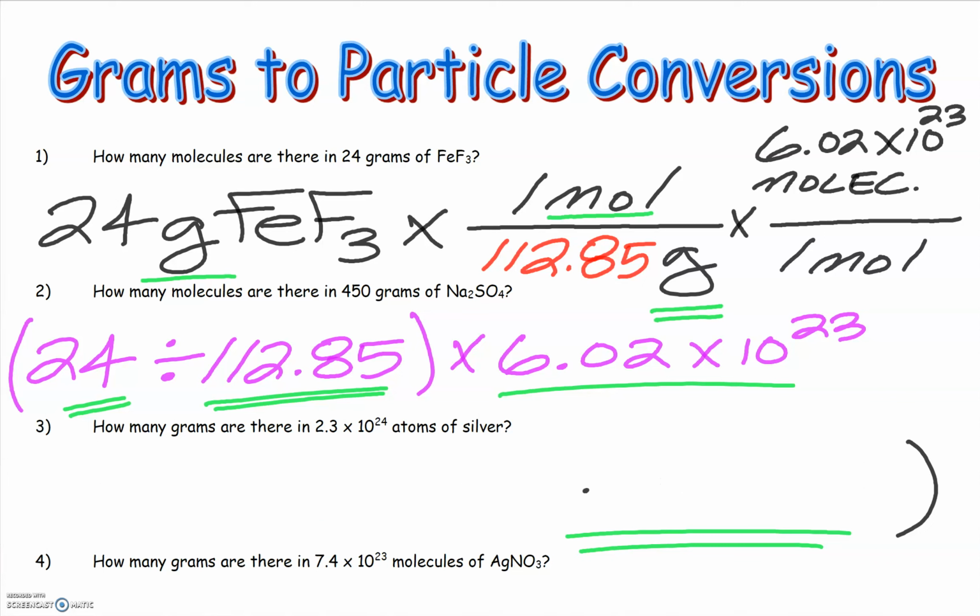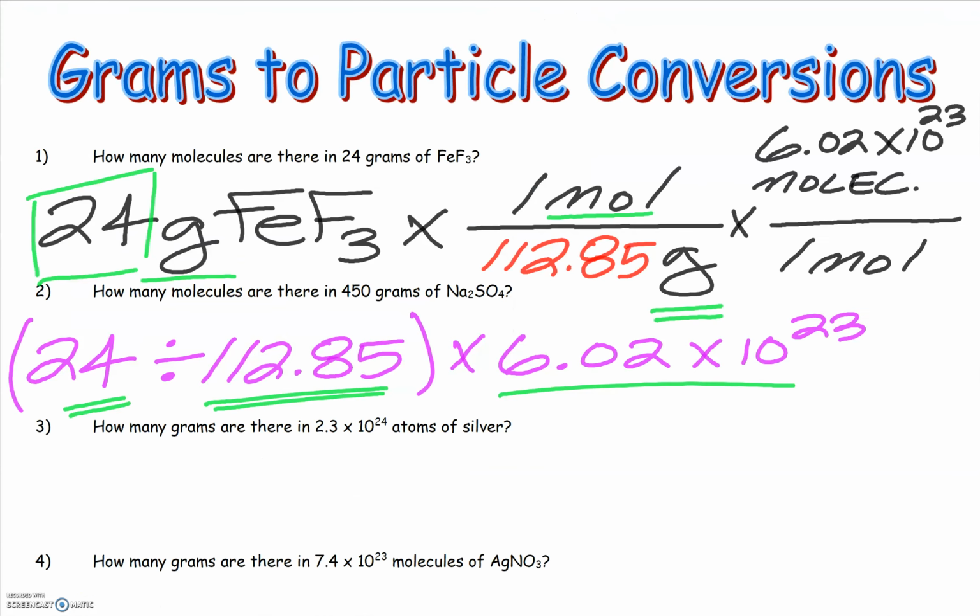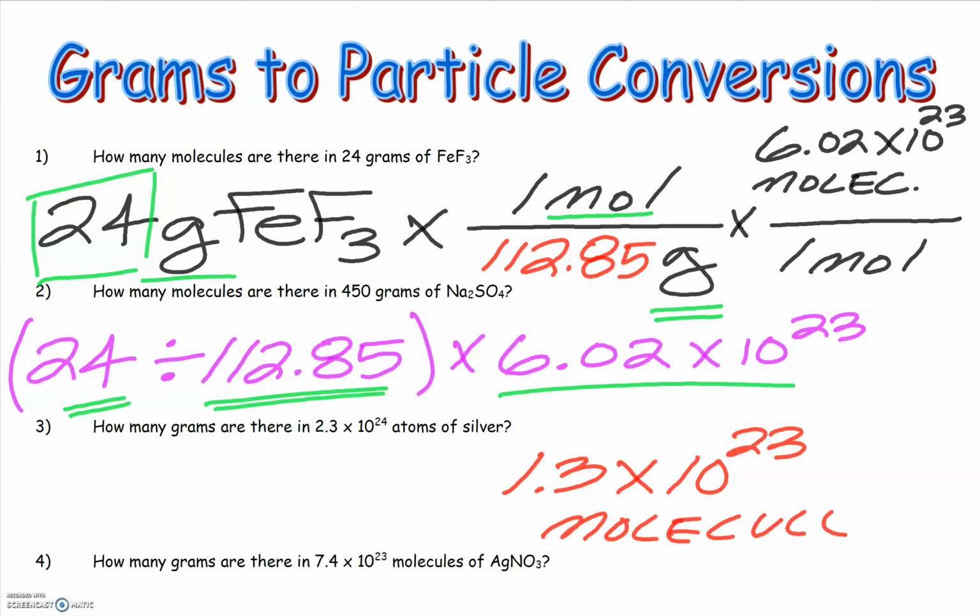And so we need to go ahead and write down that final answer. And so we only have 24, which only has two values in it. Two significant figures is what we call it, but it has two values. So let's just round the answer to two values there. 1.28, I'm going to change that to 1.3 times 10 to the 23rd. No point in writing out your entire display. So 1.3 times 10 to the 23rd, and those are molecules, and those were molecules of FeF3.